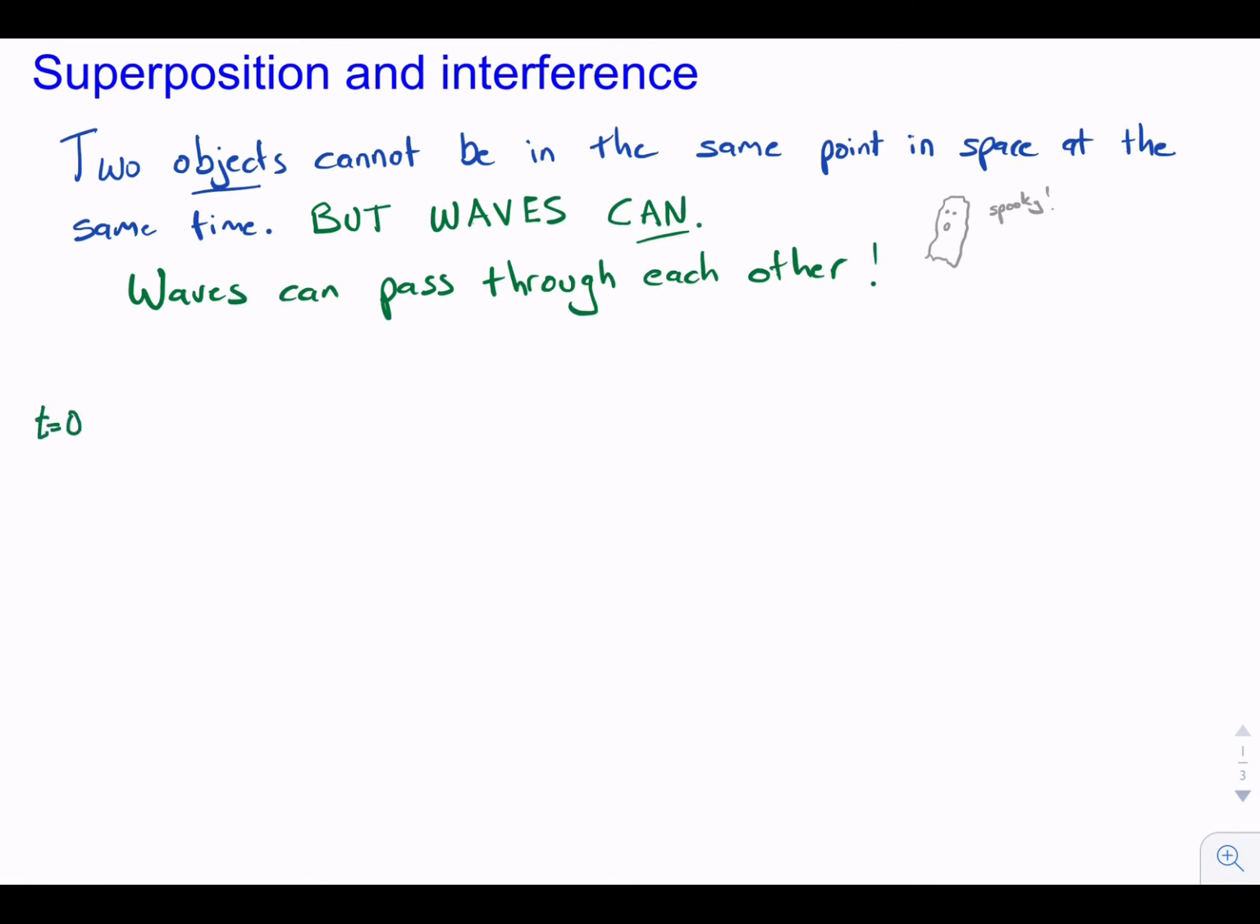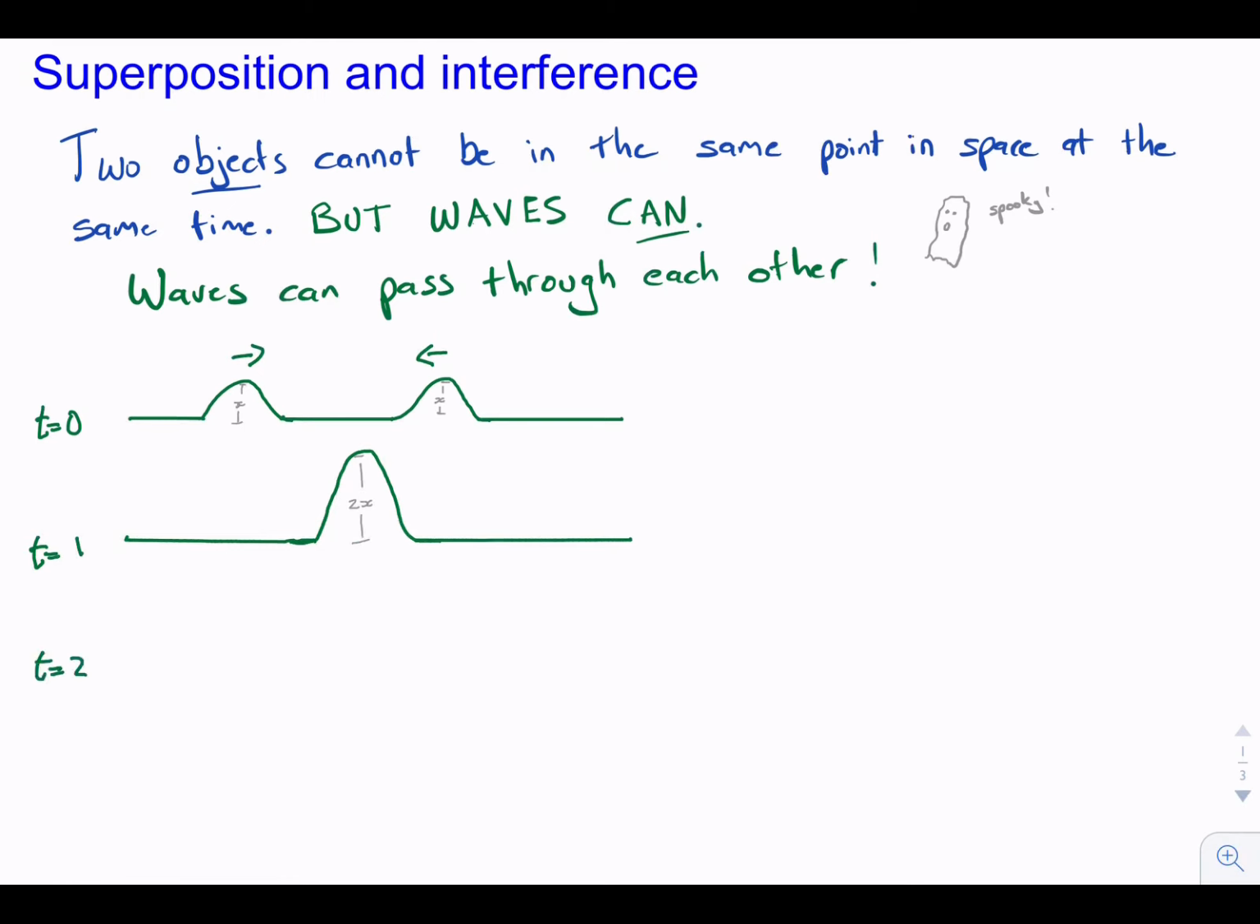Spooky. What do I mean by this? Well, let's write an example. So if I draw here two waves, and they're, say, two disturbances on a string, and they're moving towards each other. What happens when those two waves collide is illustrated here. And as they pass each other, they move back in the opposite direction here.